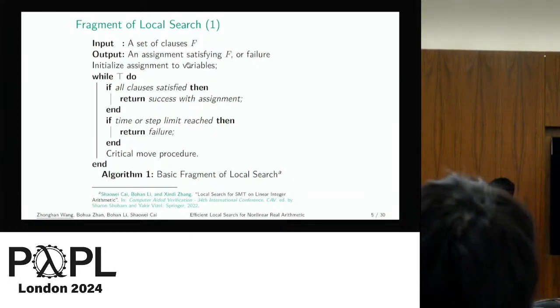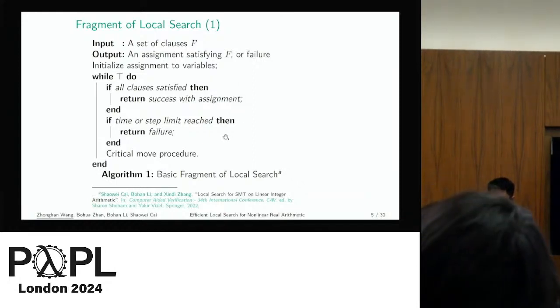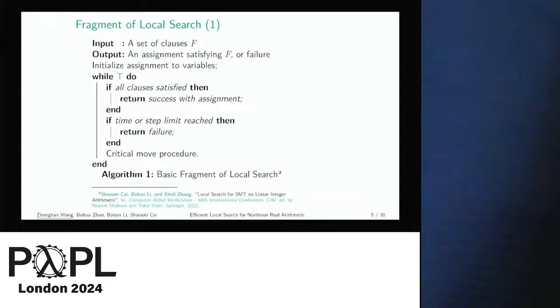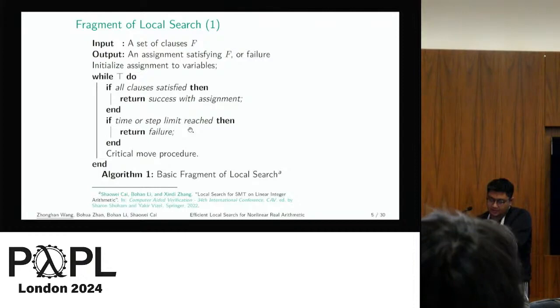The while loop terminates in two cases. The first case is that the problem is done and all clauses are satisfied, and we really found the assignment. The second case is that you give a time limit, and the time consumed has run out, and it's over the step limit.